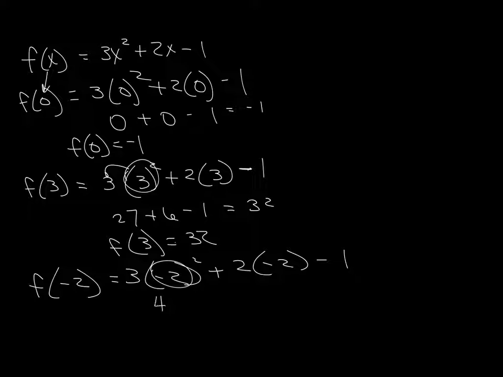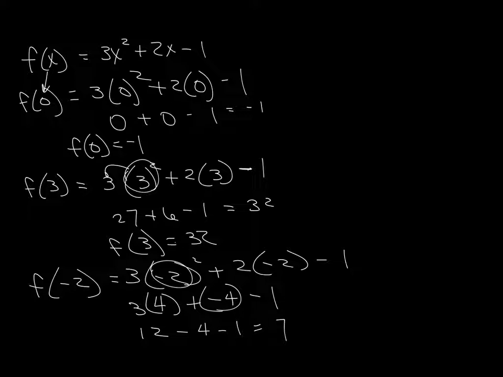Negative 2 times negative 2 is 4. So f of negative 2 equals 7. That's how I want your answers. That's how I want you to do this. Notice f of 0 is negative 1, f of 3 is 32, f of negative 2 is 7. It just looks so much nicer and neater for me to look at.